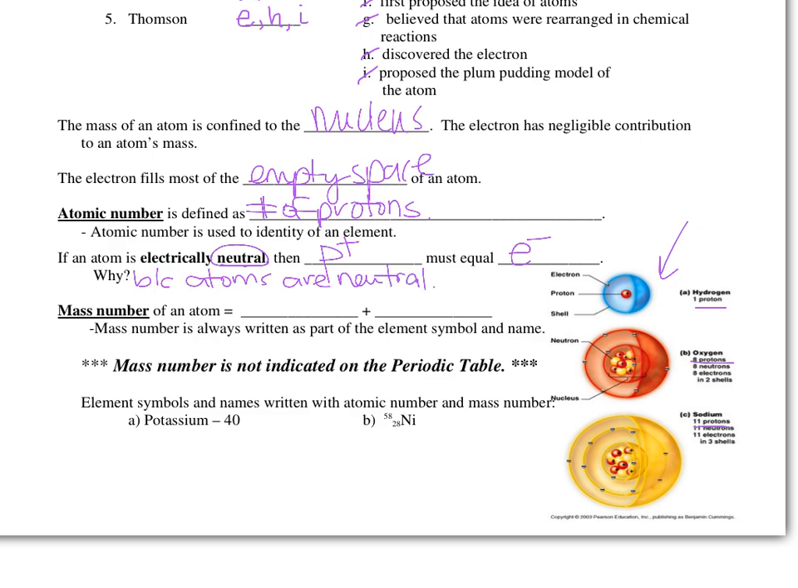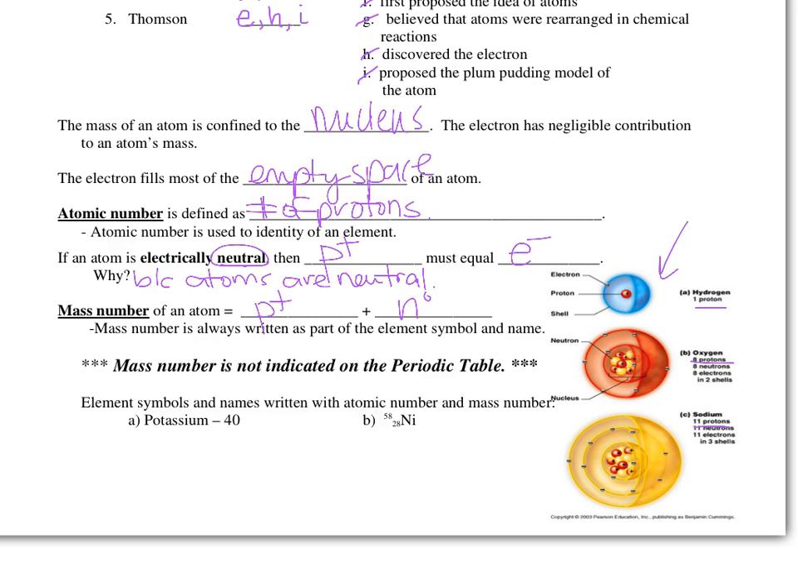So if we know our number of protons because we know what the element is, or the atomic number, then we can also know the number of electrons. The other thing we know is the mass number. So we know that the mass of the atom is confined inside the nucleus. The mass of the atom comes from the protons and the neutrons that are found inside that nucleus. Remember that we said that the electrons have negligible contribution to the mass. So a mass number is always written as part of my element name and symbol.